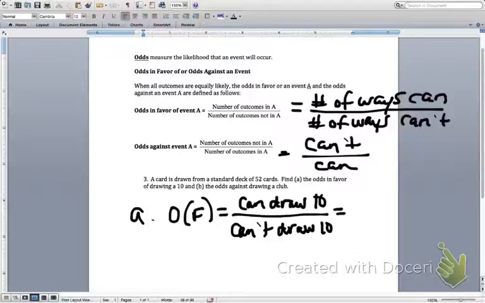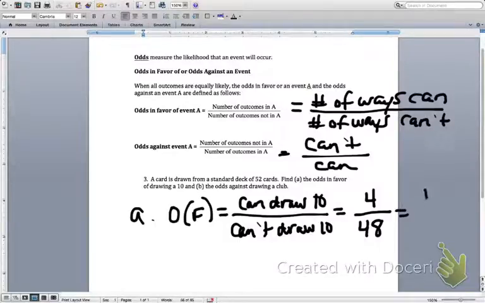Okay, so let's think about that. In a standard deck of 52 cards, how many 10s are there? There are 4 10s, which means there are 4 different ways that I could draw a 10. The number of ways I can't draw a 10, or the number of ways I would draw something other than a 10, would be 48. There are 48 cards that are not 10s in a standard deck of 52 cards.